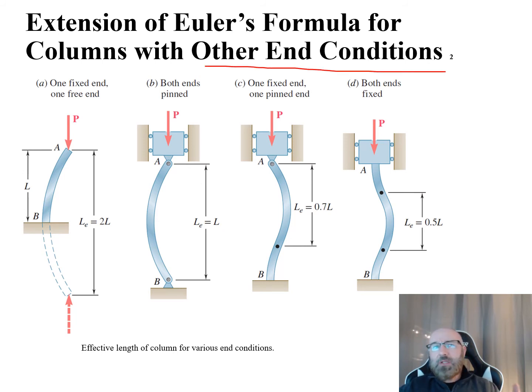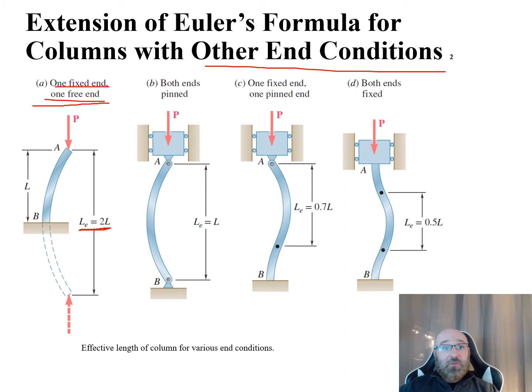Now, as we continue our discussion of columns with other types of end conditions, we were comparing the fixed end and one free end column back to a pin-ended column. With the pin-ended column, we had those governing equations for our critical load and our critical stress. And we saw that for the situation in part A, with one fixed end and one free end, we could modify those governing equations for both the critical load and the critical stress by changing what our L was. In this case, it is our effective length that we're looking at, rather than just L, to relate it back to that pin-ended column.